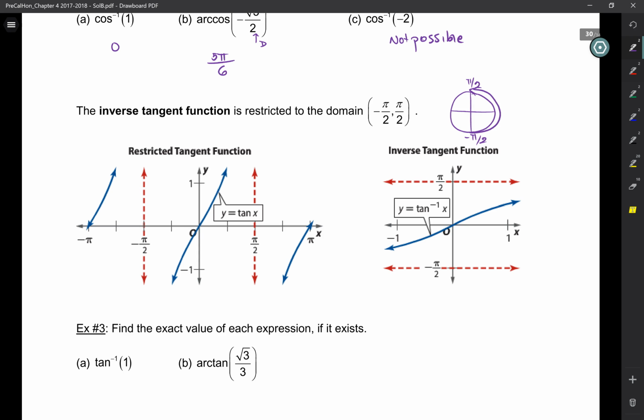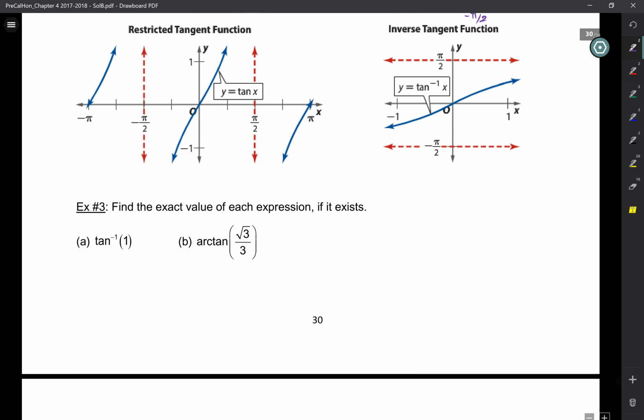Can I have an answer explicitly of negative pi over 2 though? No. Okay. All right. So, arctangent of 1 then. What's the angle for which the tangent is 1? Pi over 4. Awesome. Because what's the tangent at negative pi over 4? Negative 1. Right? So this is pi over 4. Okay, now arctangent of root 3 over 3.